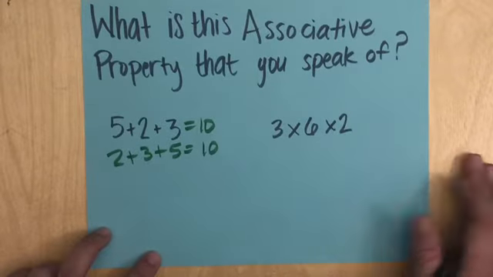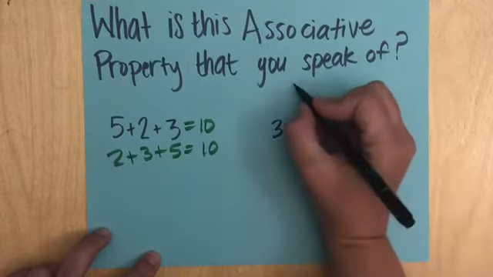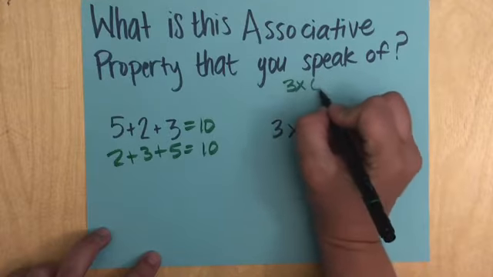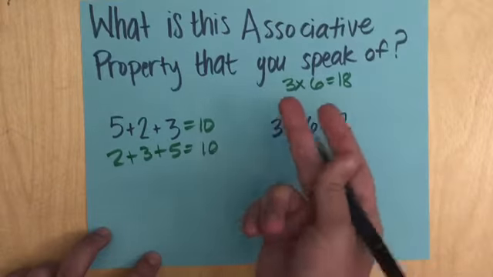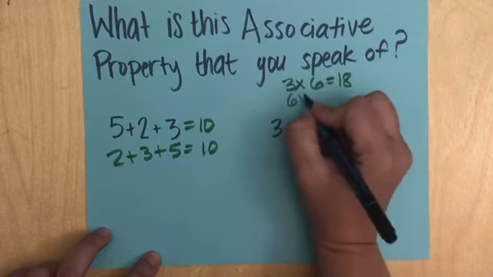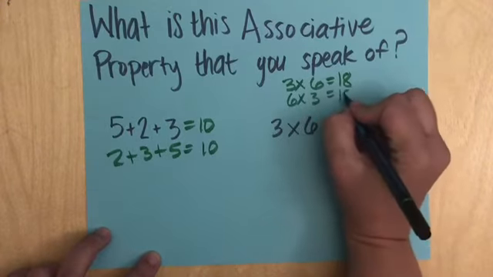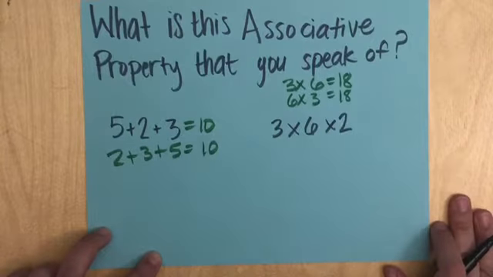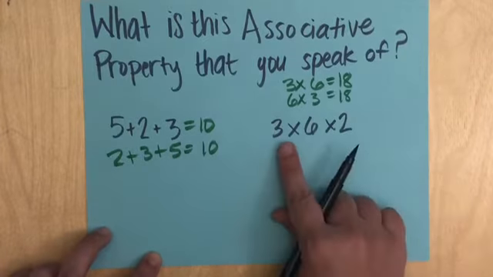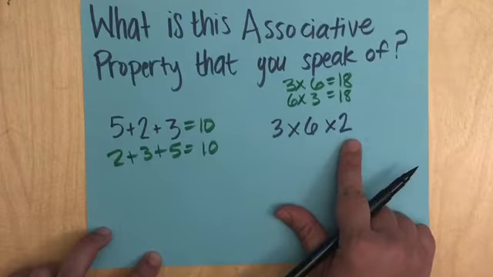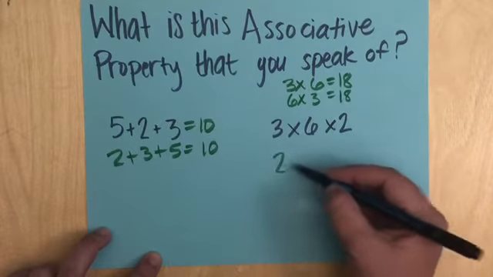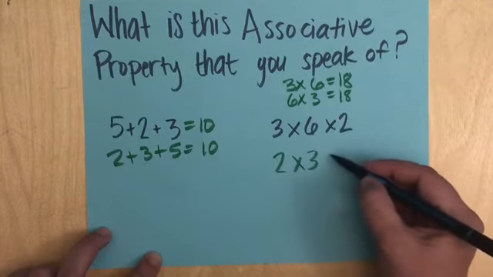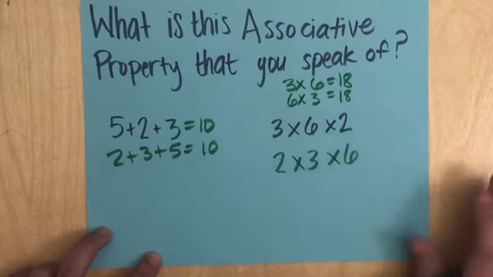So when you have, we already know from the commutative property that if we have two numbers, like 3 times 6 equals 18, we're going to get the same answer if we flip our numbers around. 6 times 3 equals 18. And the same is true if we have more than two numbers that we're multiplying. So 3 times 6 times 2 is going to be the same as 2 times 3 times 6.